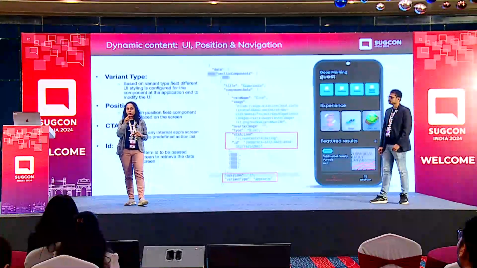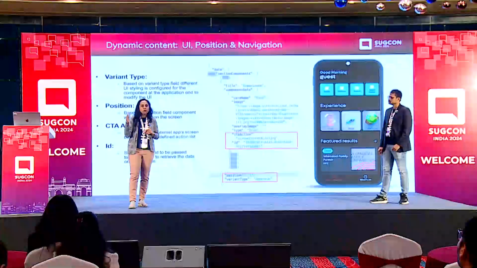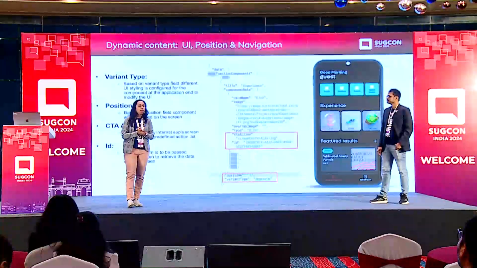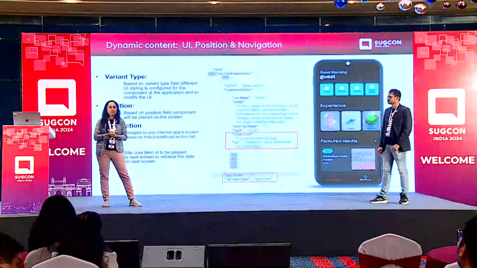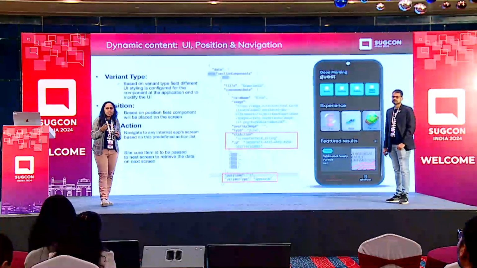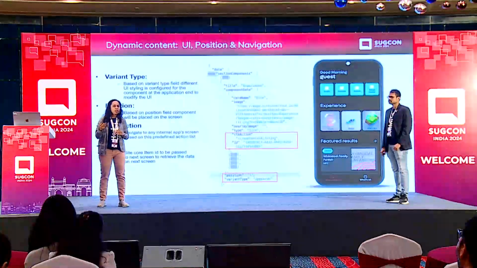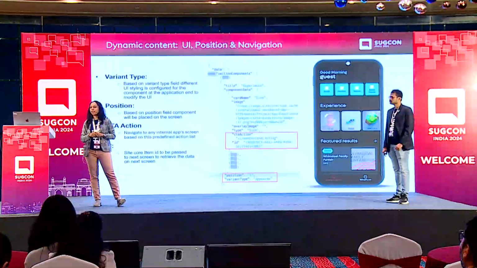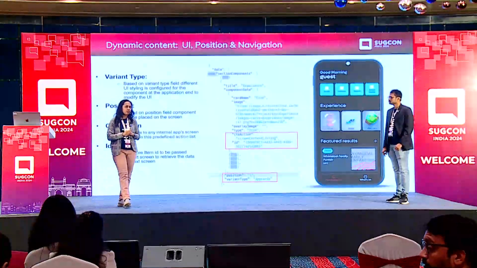Say, for example, I have a horizontal listing for app cards; I can have a vertical listing based on a different variant type. And this kind of different UI we can have. The second is position, which is pretty straightforward. The same thing we do in websites. We can switch the position of the components, right? And the third one is the CTA action.